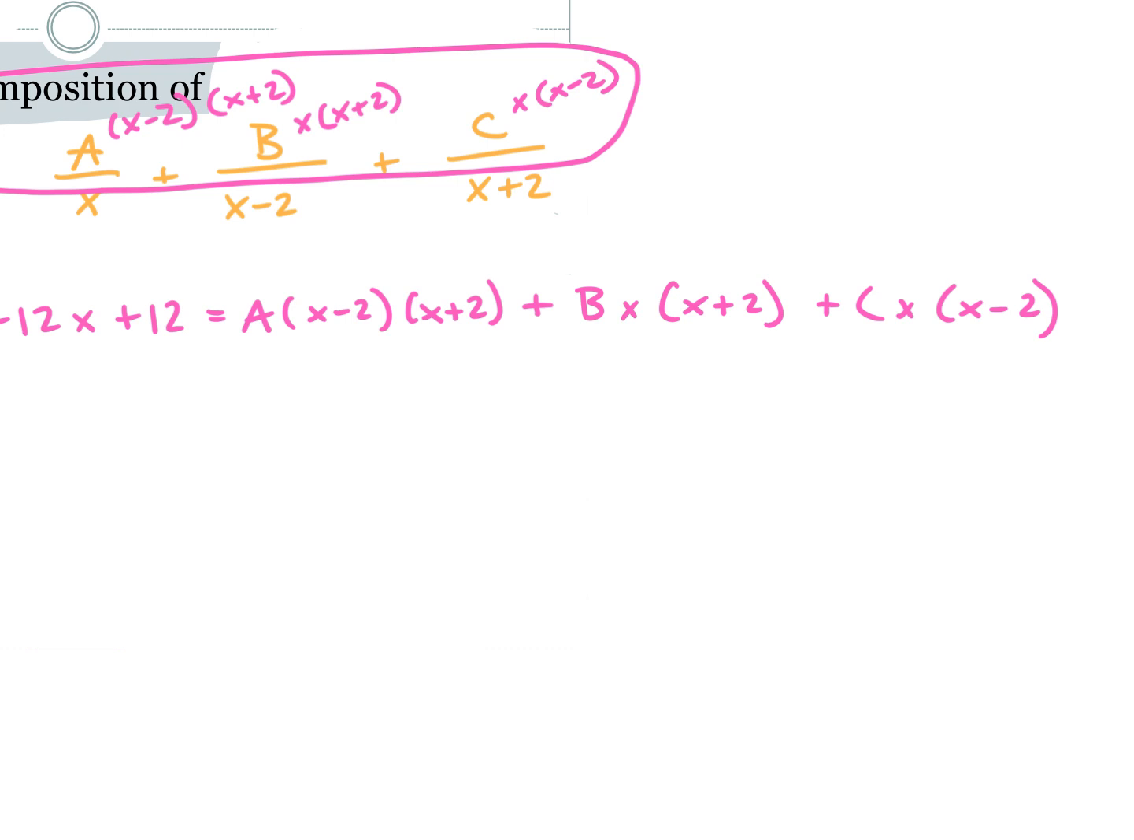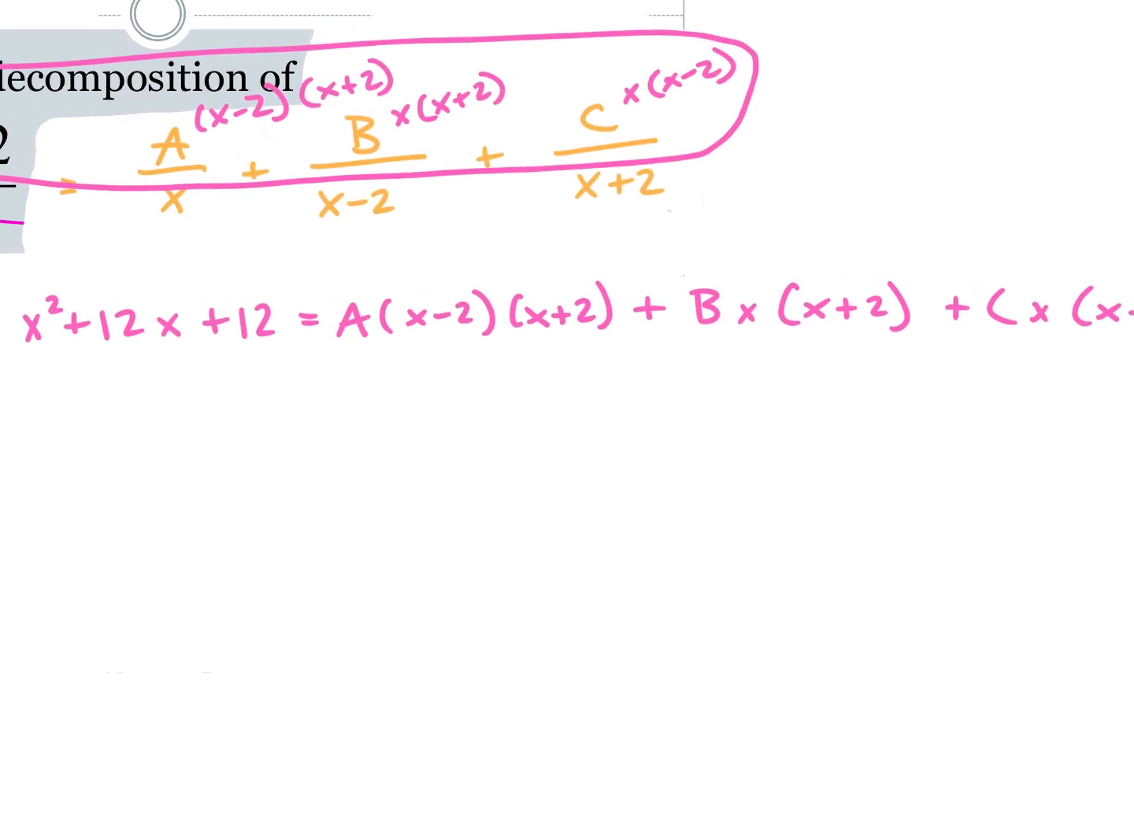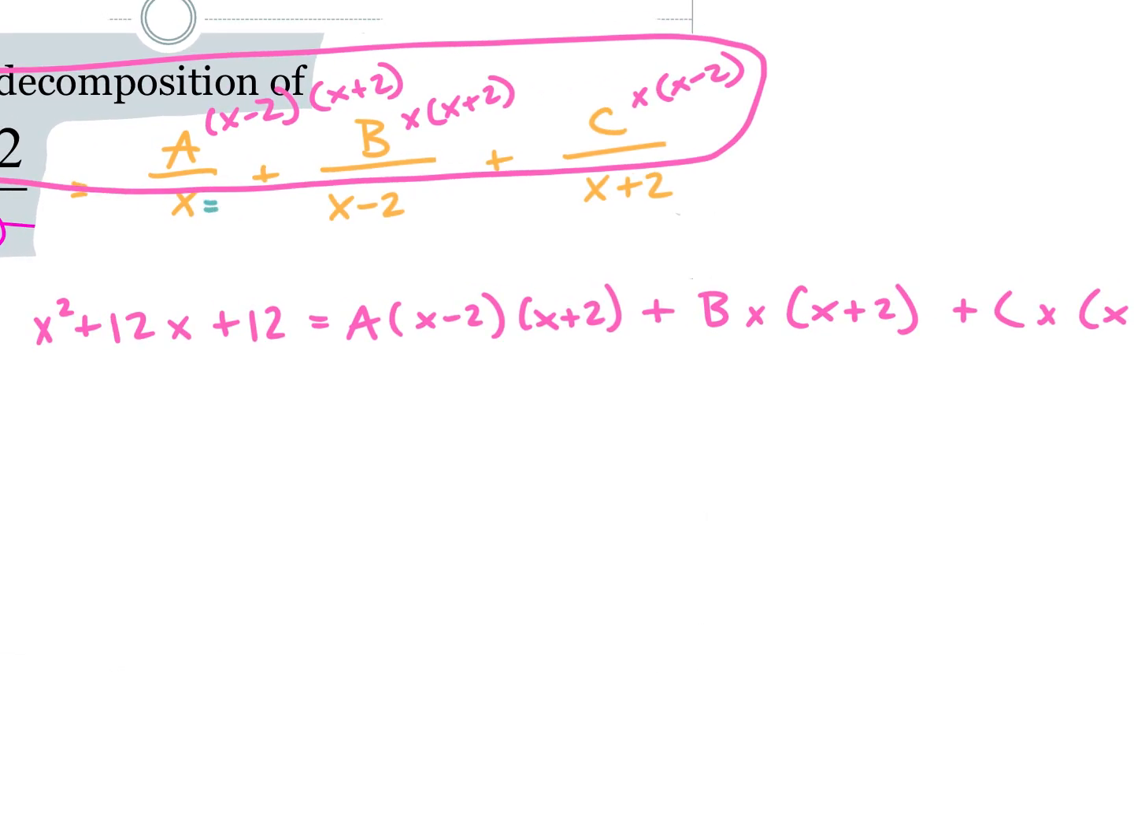Now, how can we find out what we're going to plug in? Set the denominators equal to 0. So I can say x equals 0. So I'm going to plug in 0. Sorry, x minus 2 equals 0. So what does x equal? 2. And then the third one, x equals negative 2. Awesome. So we've got our 3 values that we're going to plug in here.